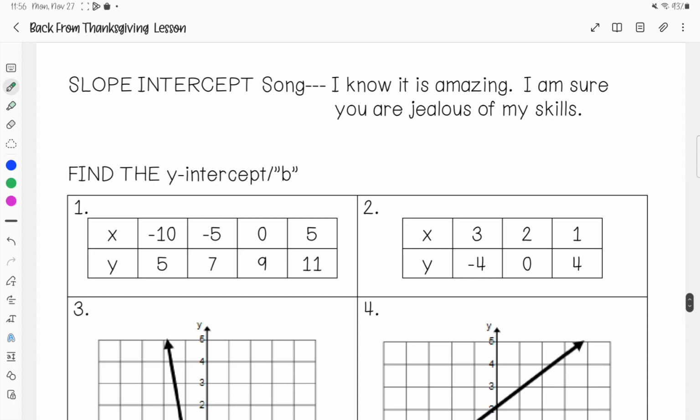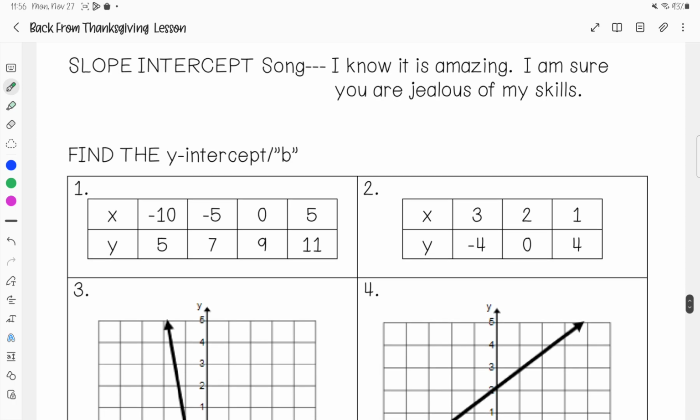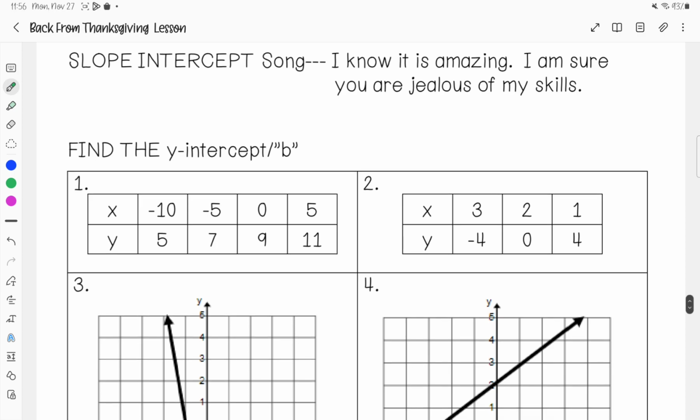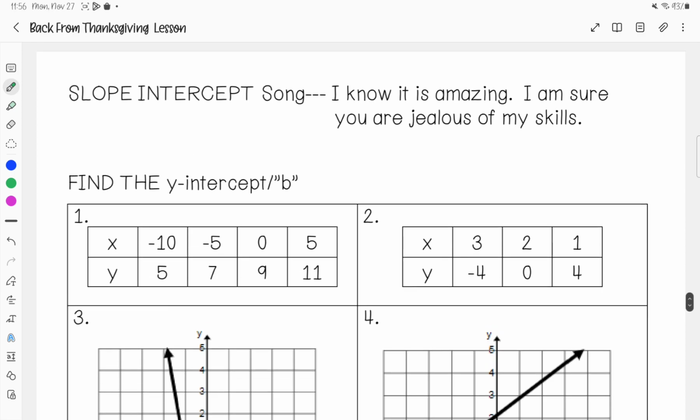You have to know that when it says write it in slope-intercept form, you need to write the equation. And some of you on your quiz, your mastery check, didn't. You just wrote the slope. Some of you couldn't even find slope, and that's why I said we've got to spend a little more review on this. So I know my songs are amazing.